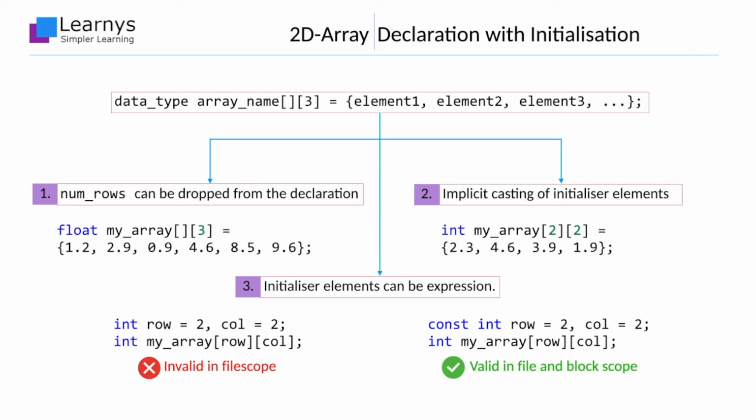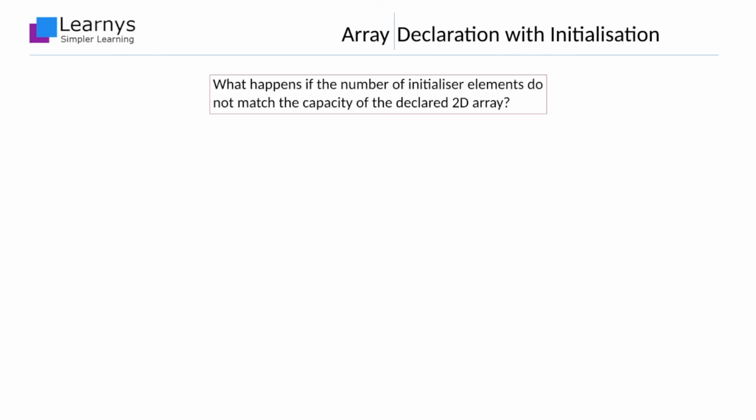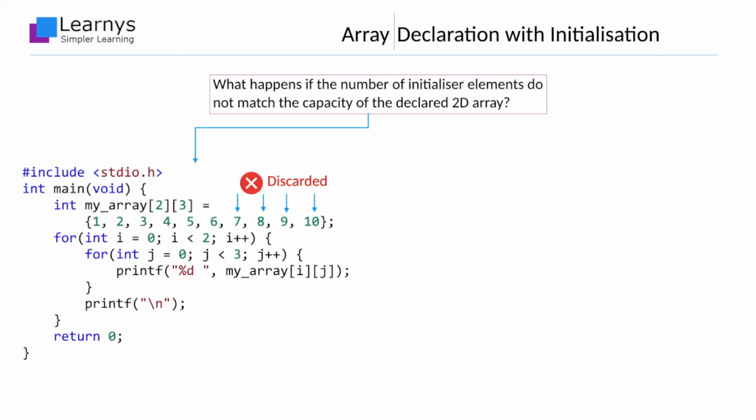You should also understand and note down certain non-routine aspects of this style of two-dimensional array declaration and initialization. This understanding will help you avoid inadvertent bugs in your code. What happens if the number of initializer elements do not match the capacity of the declared 2D array? Starting from the first element, only the required number of initializer elements will be picked and the remaining initializer elements will be discarded. Let us understand this through a couple of examples.